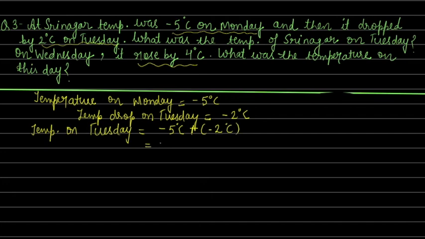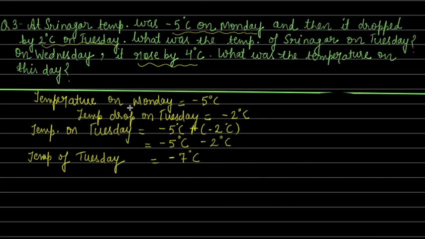If you open the bracket, minus 5 degrees Celsius plus minus 2 degrees Celsius, which gives you minus 7 degrees Celsius, right? Two negative integers are added with a negative sign. So the temperature on Tuesday is how much? The temperature on Tuesday is minus 7 degrees Celsius. So this is the first part.